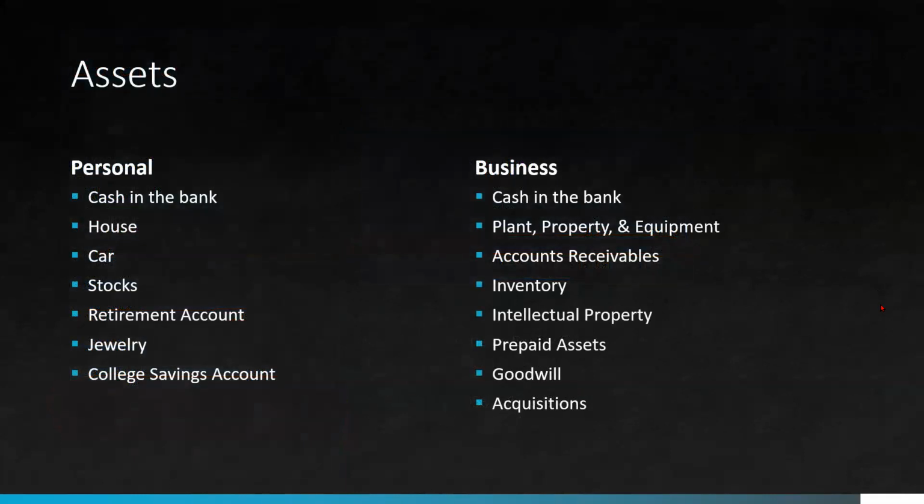So this is a quick snapshot of how you can formulate a balance sheet into your own personal life, right? So in your personal life, you have cash in the bank. You have a house, you own a car, you own stocks, you have a retirement account, you have a massive amount of jewelry and you have a college savings account. These are assets. These are things that you own versus the business. They're labeled differently, right? They have accounts receivable, intellectual property, so forth and so on.